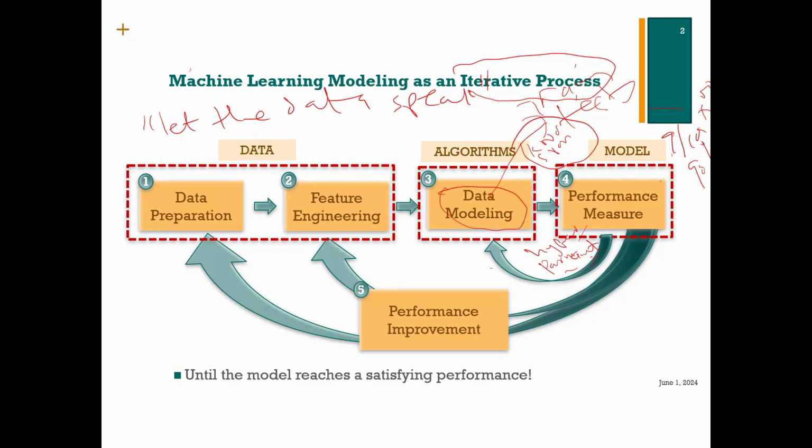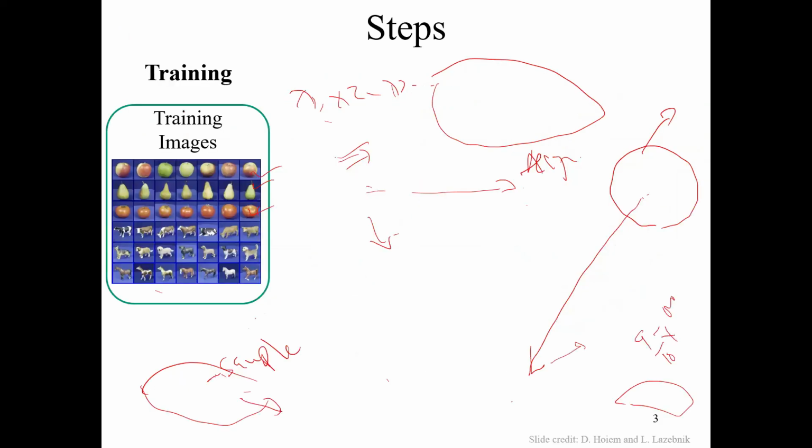Now, sometimes just going back to data modeling might solve your problem, but sometimes it might not. You might have to go back here, to feature engineering. Maybe your features are not properly formulated, and you might have to do some manipulations. Or sometimes you have to go back to data preparation. Maybe you had the wrong data set collected. In that case, you have to go back to the beginning. There is an iterative process that is always going on. So this is what happens at this point in time.